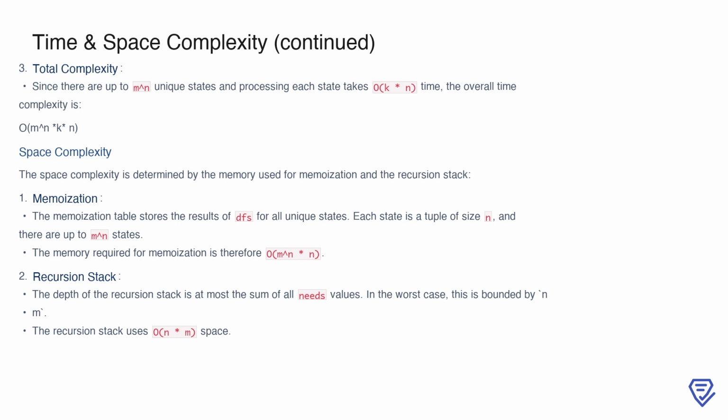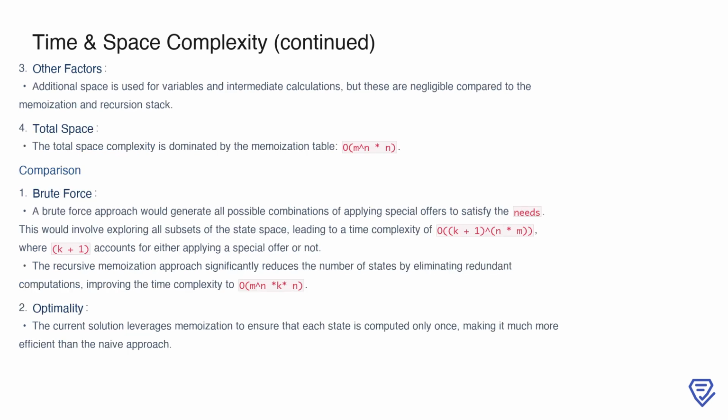Together, these factors dominate the space complexity. There are also minor additional space requirements for variables and intermediate calculations, but these are negligible when compared to the memoization table and recursion stack. Therefore, the total space complexity is dominated by the memoization table, resulting in m to the power of n, times n.